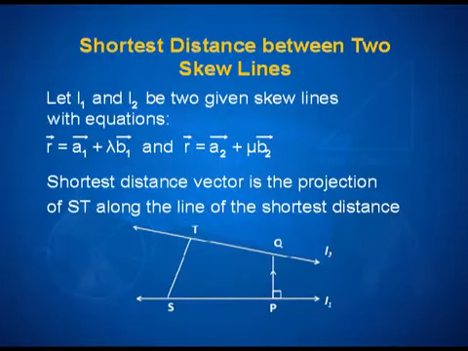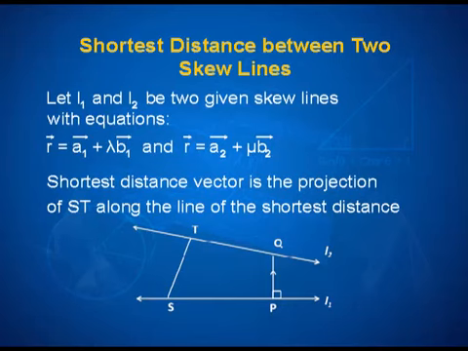We are looking at a relation between two given lines whose vector equations or later Cartesian equations may be given. How do we find the shortest distance between these two skew lines? To start with, in the figure, take the points S and T to be the points with position vectors A1 and A2, and PQ to be the shortest distance. Then the projection of ST along the vector defining the line of shortest distance will give me the shortest distance.